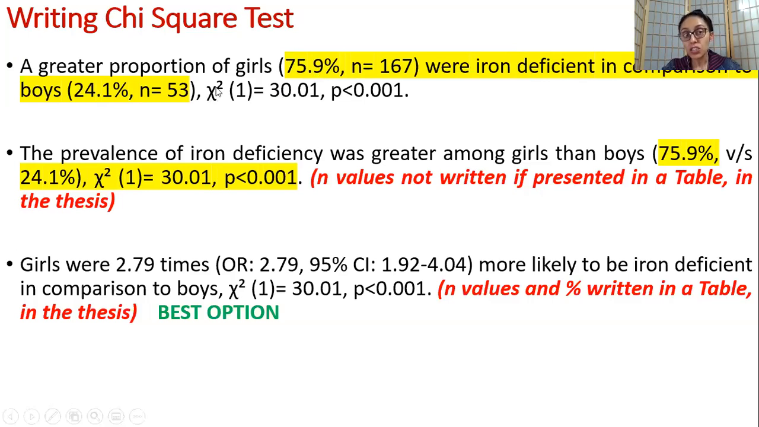All right, this is your chi-squared. Again, in the bracket you have degrees of freedom, and it is equal to 30.01. This 30.01 is your chi-squared value. And you have p less than 0.01.